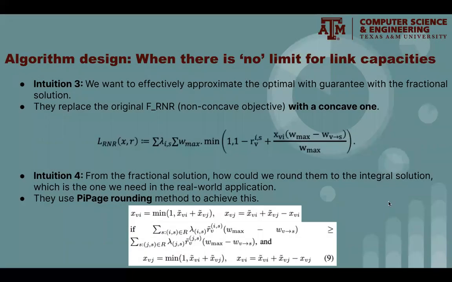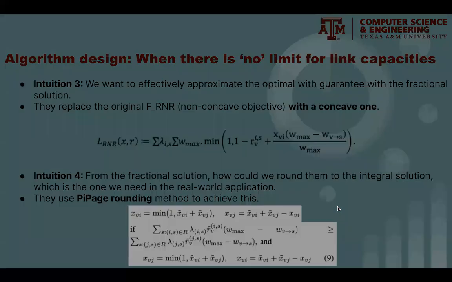And then we come to the third intuition. We want to effectively approximate the optimal with a guarantee using the fractional solution. Because when we get the fractional solution, what we want to do is to get an integral solution. So they replace the original FRNR with a concave one, which can achieve this. And then we come to the fourth intuition. From the fractional solution, how could we round it to the integral solution, which is the one we need in real world applications? They use the p-patch rounding method to achieve this. Next.